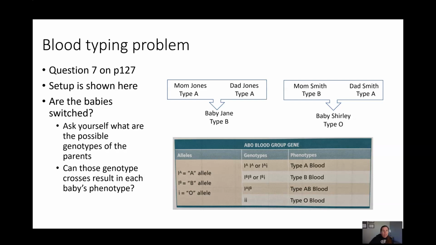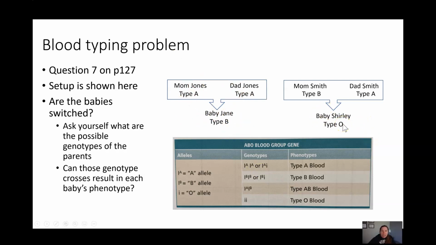In order to answer this problem, you have to ask yourself, we know the phenotype of the parents. We know the blood types of each of the parents. What you have to ask yourself is, what are the genotypes of these parents? So what are the possible genotypes of mom? Mom Jones has type A, so she could be 2 different genotypes, as could dad. Now, Mom Smith is type B, so she could have either of these 2 genotypes, whereas Dad Smith is type A, so he could have either of these 2 genotypes. So you have to ask yourself, could any combination of those genotypes lead to the blood type of these babies?